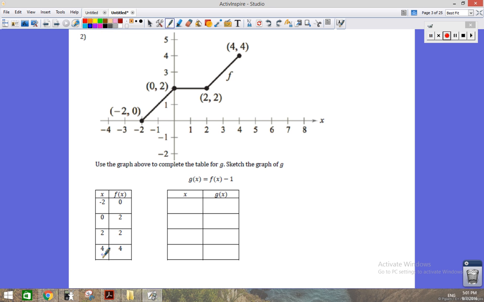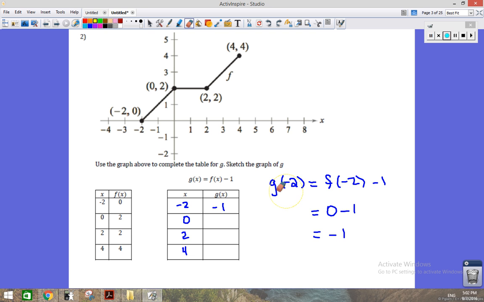So here the x coordinates are staying the same because this minus 1 is affecting the output of the function, not the input. So the -2, the 0, the 2, the 4. Now, if we went in here, let's just do it for 1 and not all of these. Again, if we came in and evaluated this function g to try and determine when the input is -2, what's the output, this equation tells us to input -2 into f and then subtract 1. So I come over here, f evaluated at -2 is 0, and 0 minus 1 is -1.